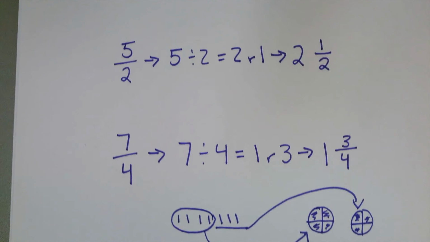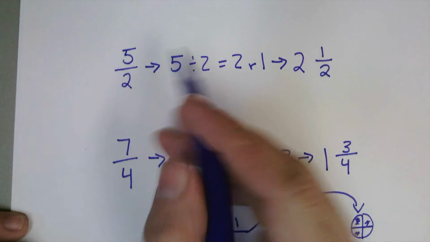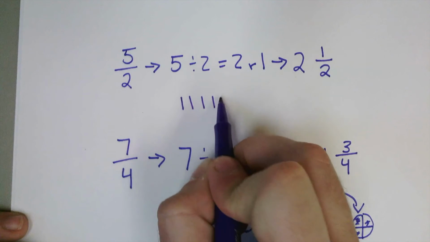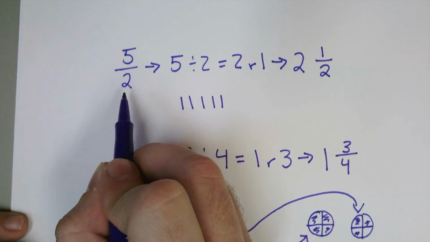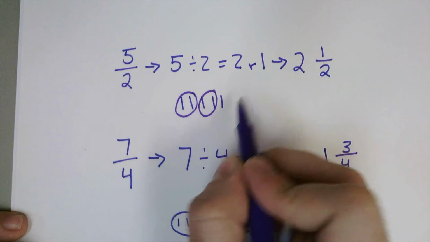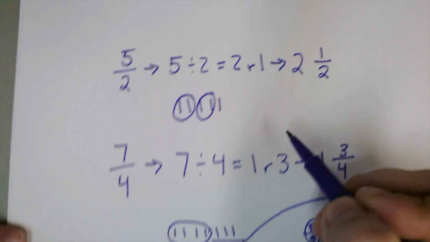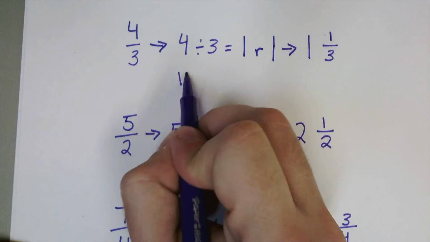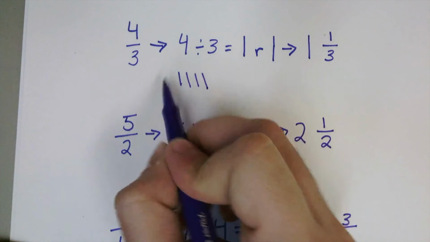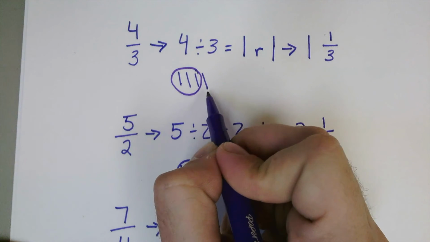Let me show you one of the examples that we have up here of what it could look like on a scholar's paper. All right, so we have 5 parts, 1, 2, 3, 4, 5. It's divided into groups of 2, 1, 2. And now look at that. We have our 2 wholes, and we have our 1 part left over. Same thing up here, 1, 2, 3, 4. Groups of 3. We have our 1 whole and our extra part.